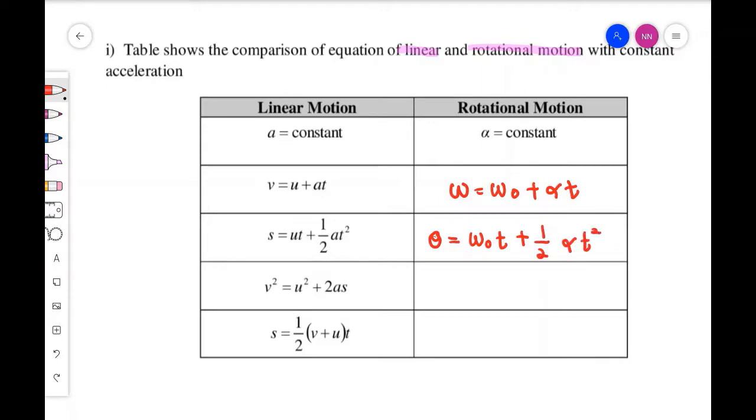Dan seterusnya, final angular velocity squared equals to initial angular velocity squared plus 2 alpha theta. Dan yang terakhir, theta equals half omega plus omega naught times T.